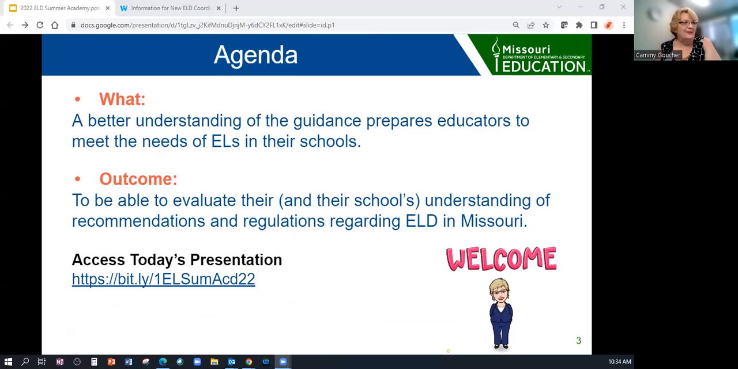So again, as I said, today we're going to work on getting a better understanding of the guidance that prepares educators to meet the needs of their English learners. And hopefully you'll be able to go back and reiterate these in your school district, in your classrooms, and when working with others. There's that link to the presentation again if you need it. And I'll put it here one more time in the chat so that you have the slides.